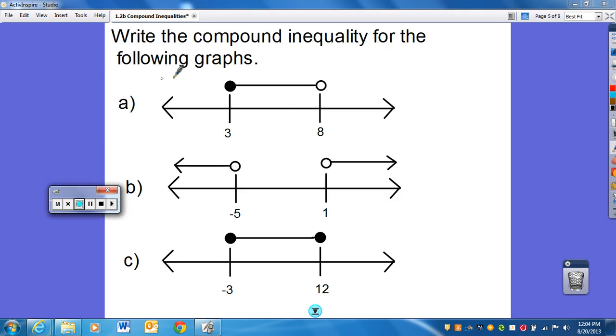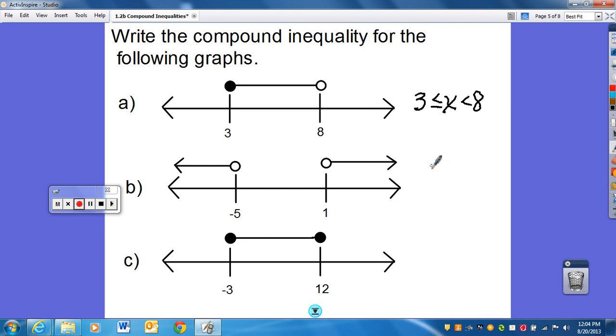Let's take a look at some graphs and see if we can write the inequality from the graph. This is an "and" inequality because it is shaded in the middle and it represents a range. When we're writing the inequality, we generally start with the smallest value, my variable in between, and my largest value. Because it is a filled in circle, I'm going to do a less than or equal to, and because it's an open circle, I'm just going to do a less than. That shows me that x can be between 3 and 8, but it could be equal to the 3.